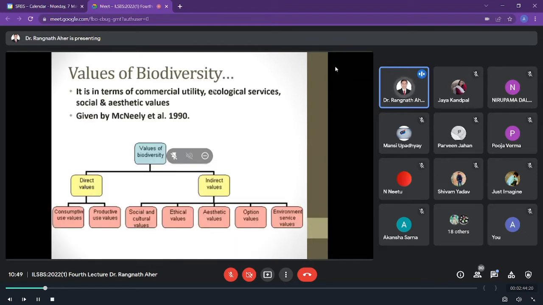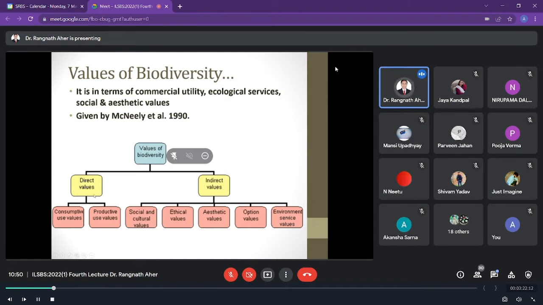The next question is about the values of biodiversity. Which are the values of biodiversity? They are in terms of commercial utility, ecological services, and social and aesthetic value. There are a number of values of biodiversity, and these values were explained by McNeely and his co-workers in 1990. First are the direct values, and second are the indirect values. Then, which are the direct values?